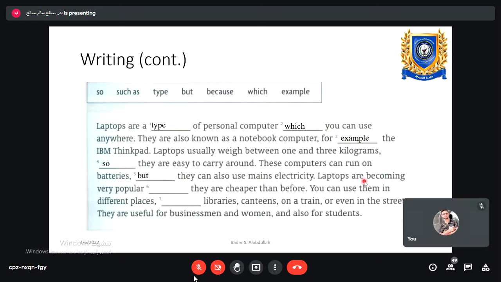Laptops are becoming very popular. Blank, they are cheaper. And here we use because. And as you know, we use because also to join reason and result.